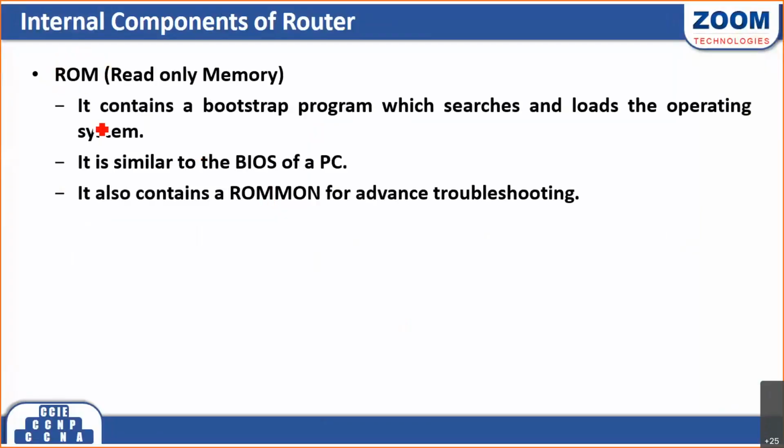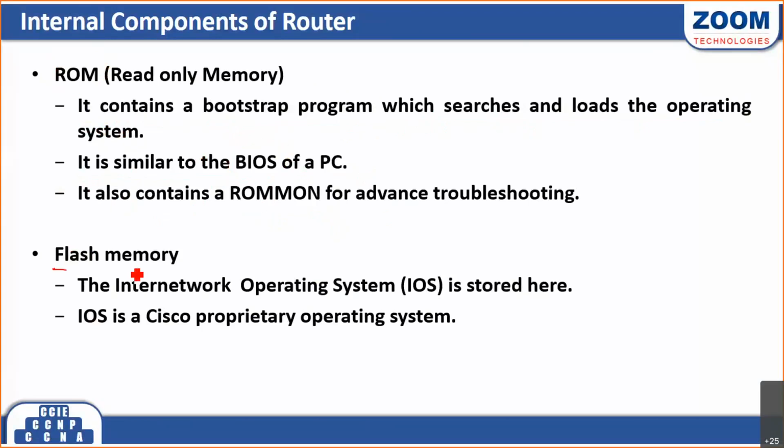ROM contains a bootstrap program, which searches and loads the operating system. It's similar to the BIOS of a PC and contains ROMMON mode and advanced troubleshooting. And flash memory, like the Internetwork Operating System, is stored here. So IOS is a Cisco proprietary operating system, meaning IOS will work only for Cisco, right?